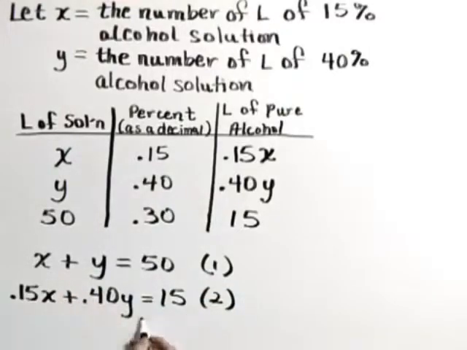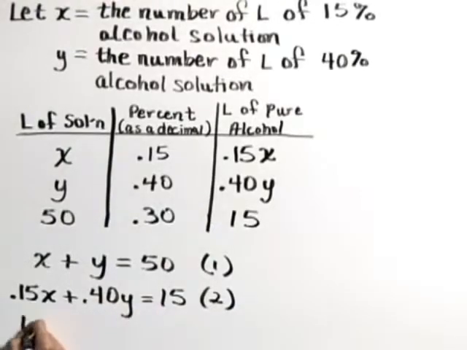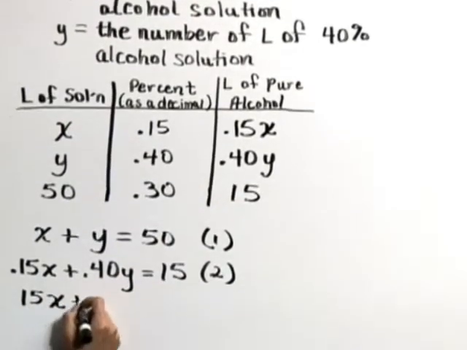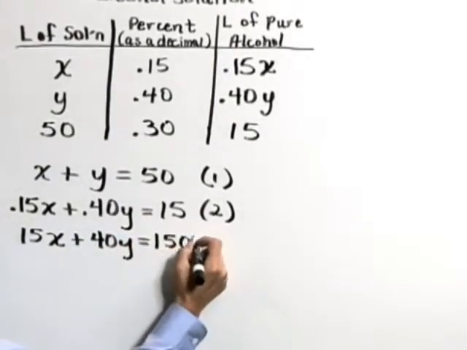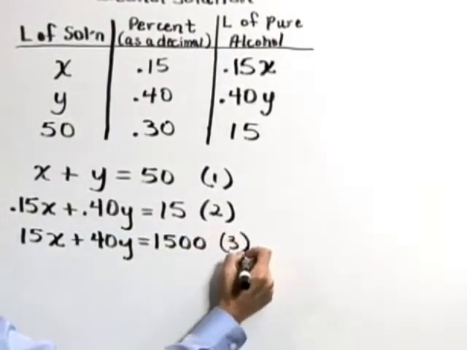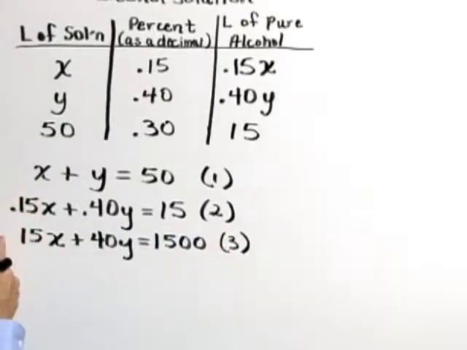To simplify equation 2 a little bit, I'm going to multiply through by a value of 100 to move those decimal points out of there. So multiplying each term by 100 gives 15X plus 40Y is equal to 1500. I'm going to go ahead and call that equation number 3. Now we're ready to solve this system. And that's step 4, solve your system of equations.